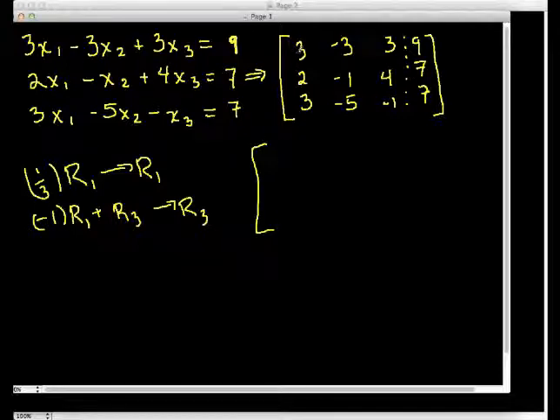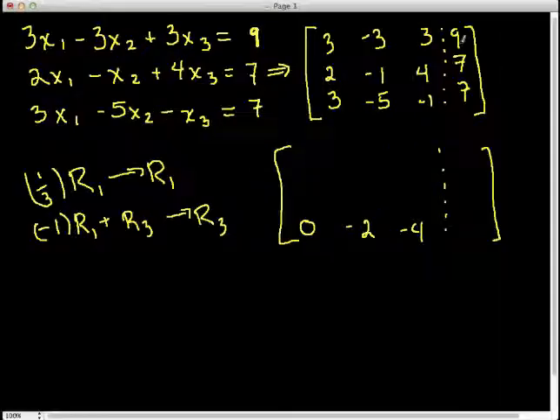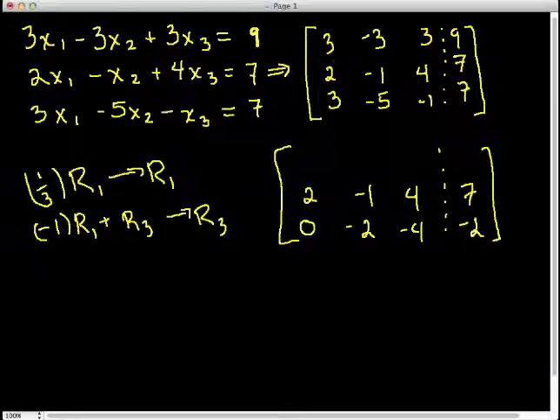So just as we saw before, it's exactly the same, except the right-hand side is a little different. -1 times 3 added to 3 gives me 0. -1 times -3 gives me +3 added to -5 is -2. -1 times 3 added to -1 is -4. And we do have to worry about the right-hand side this time. So of course, -1 times 9 added to 7 is -2. And everything else is pretty much the same here in the second row. So we'll put that in. And this first row, this is where we're going to divide by 3. And we get that. Okay, so done a little work here.